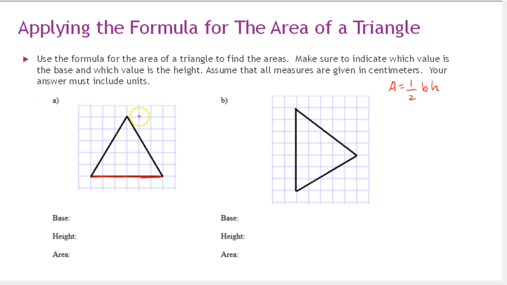Okay. So we could use this as our base and then find this height, or this is the base and find this height. But given the grid the way it is, it would be difficult to find those values. So I'm going to use this as my base, and its length is 1, 2, 3, 4, 5, 6 centimeters.